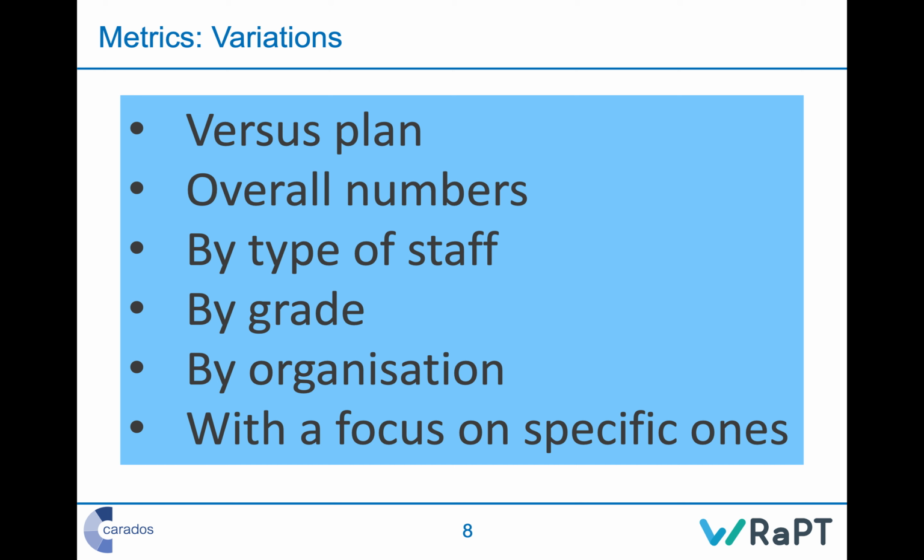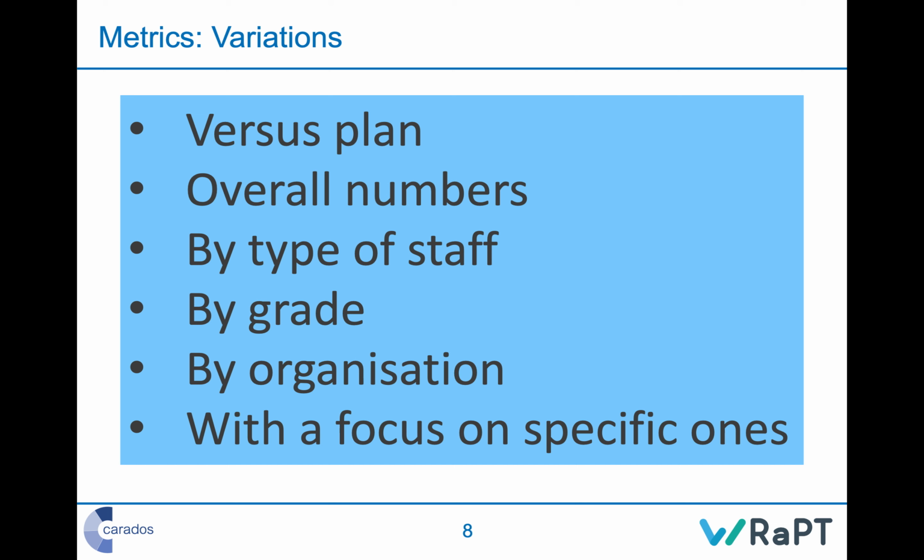We can look at that in overall numbers. So what's our overall amount of bank and agency spend? We can look at that by type of staff. So what's our bank and agency spend for nurses, for specific types of nurse, for GPs, for social workers, for specific types of social workers, etc. We can do it by grade of staff. So there could be a specific type of staff, but then we can do it within bands or within grades as well. Or we could do it in a combination of staff and grade, or we can do them by grade and by staff on their own.